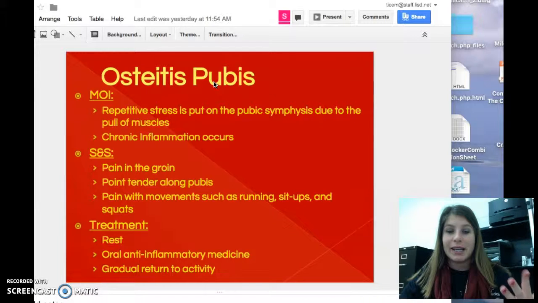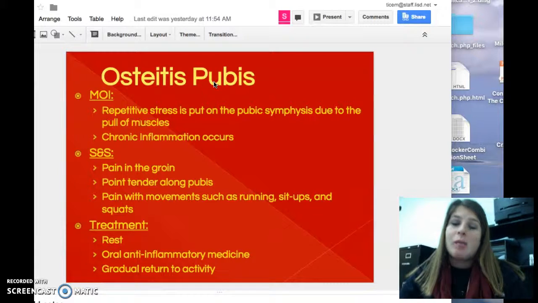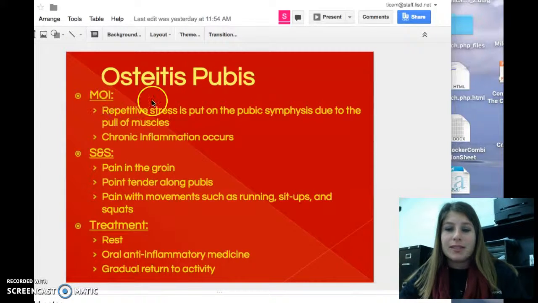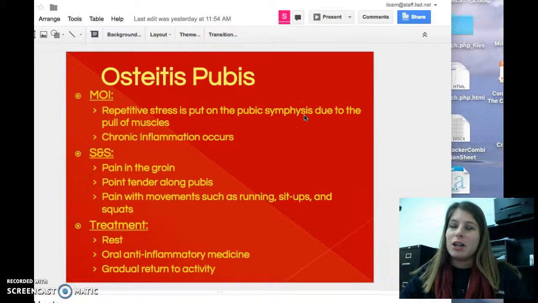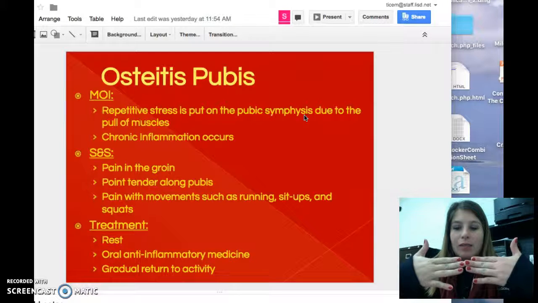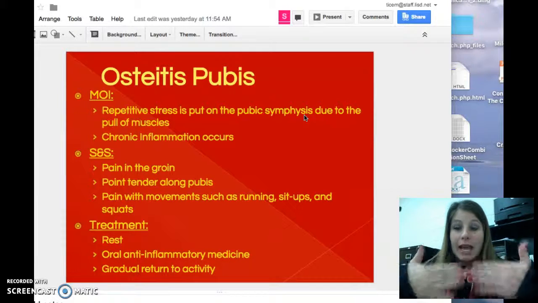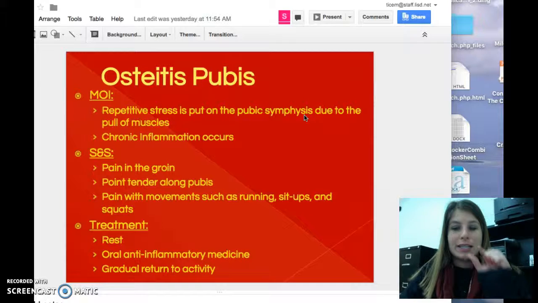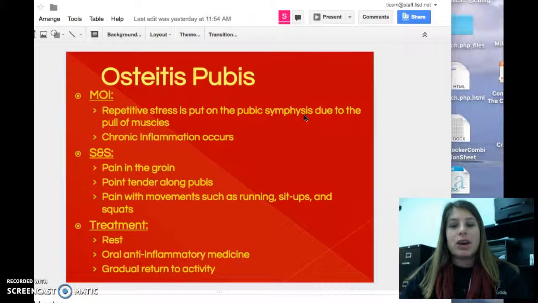It's become irritated. So our mechanism of injury for osteitis pubis is repeated stress on specifically the pubic symphysis, okay? I know we haven't really talked a whole lot about where this is, so I'll show you on the next slide, but it's going to be where our two pubic bones connect, okay? They're connected by a little tissue, and that's our pubic symphysis, okay?